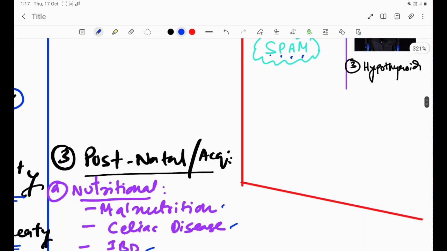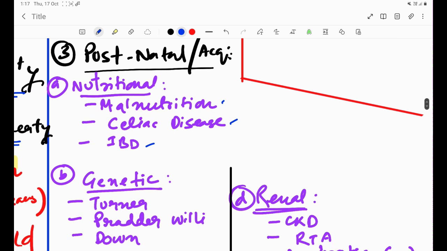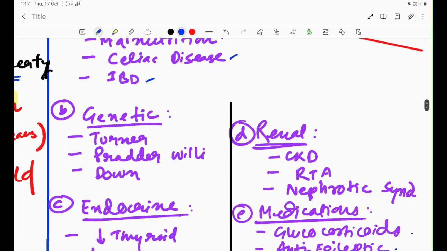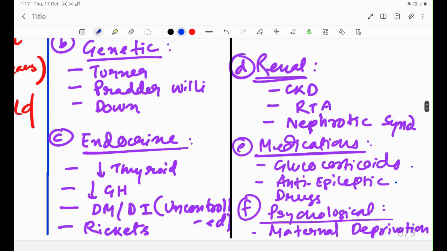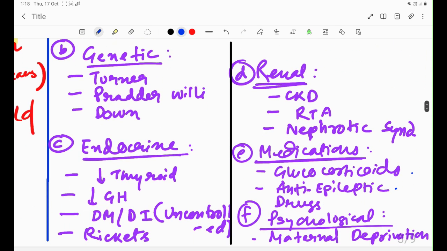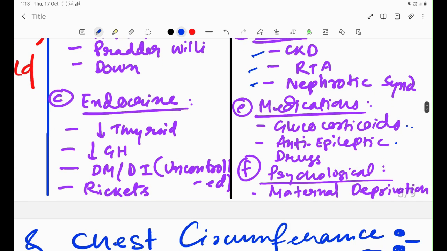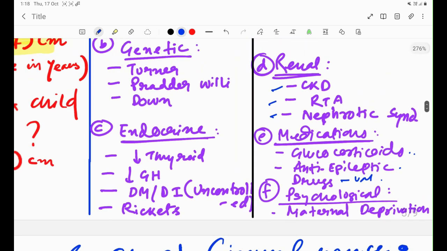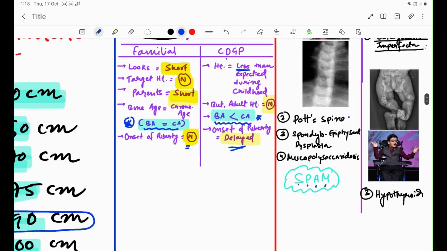Okay. Now some postnatal causes or acquired causes. The postnatal causes are nutritional, like malnutrition, celiac disease, and IBD, inflammatory bowel disease. Genetic causes like Turner syndrome, Prader-Willi syndrome, Down syndrome. Then endocrine causes like hypothyroidism, growth hormone deficiency, diabetes mellitus and diabetes insipidus, like uncontrolled ones, and rickets. The renal causes like CKD, renal tubular acidosis, nephrotic syndrome. Medications like glucocorticoids and some anti-epileptic drugs like valproate. Then psychological conditions like maternal deprivation. These are the causes of proportional short stature.